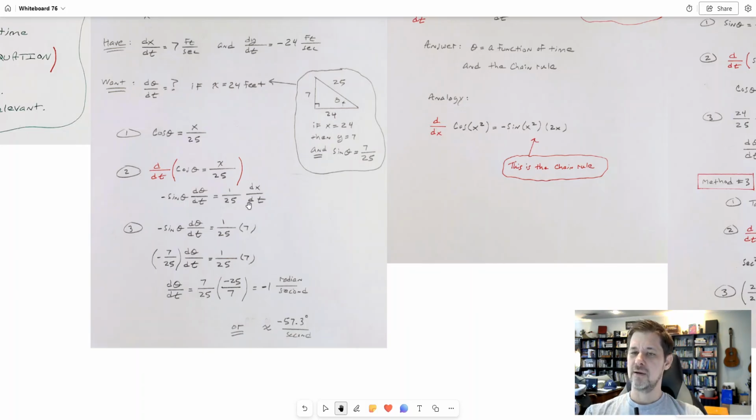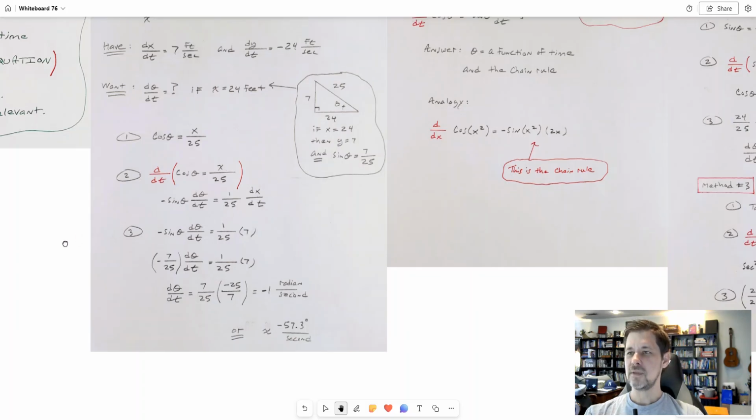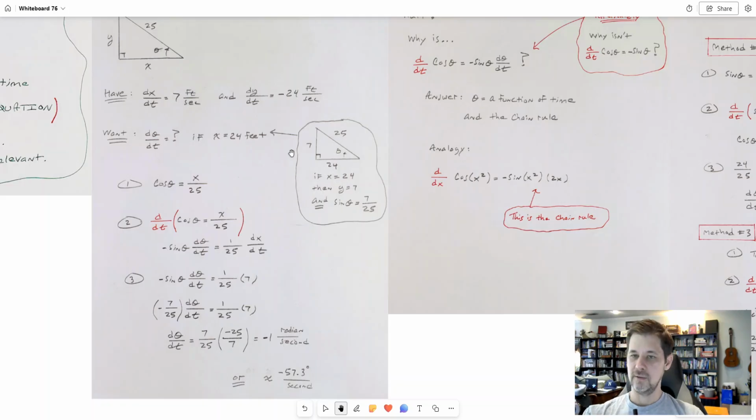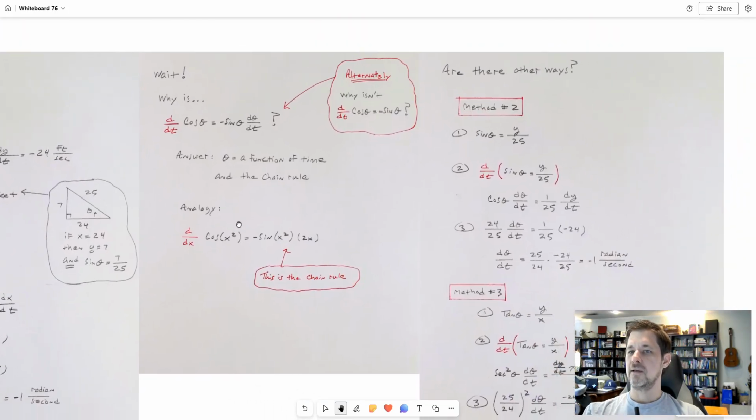Same thing there. Why follow it with dx over dt? Why not just say the derivative of 1 over 25 times x is 1 over 25? Why follow it with dx over dt? So real quick, let's address that, then we'll continue with this problem. Why do we say the derivative with respect to t of cosine theta is minus sine theta, but then times d theta over dt? Alternately, you could say, why isn't it just that the derivative with respect to t of cosine theta is minus sine theta? Why don't we say that?